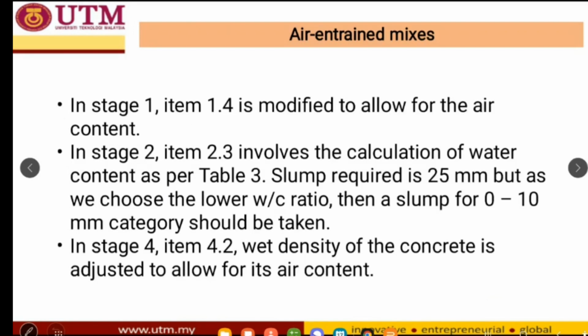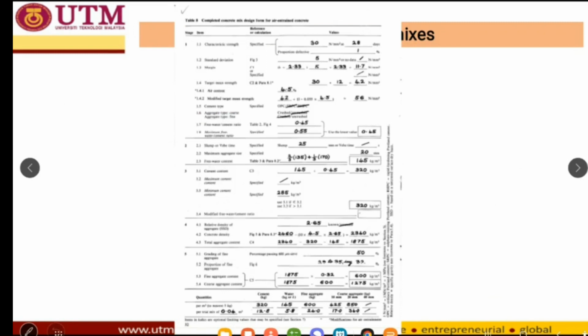So what are the modifications that we are going to make? Actually, there are only 3 modifications. In stage 1, item 1.4 is modified to allow for the air content. In stage 2, item 2.3 involves the calculation of water content as per Table 3. And in stage 4, item 4.2, the wet density of the concrete is adjusted for the air content. So this is the example.